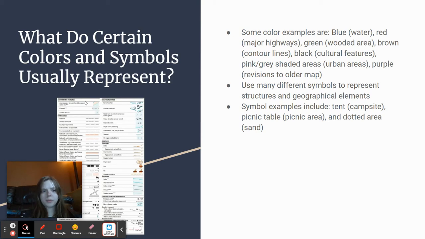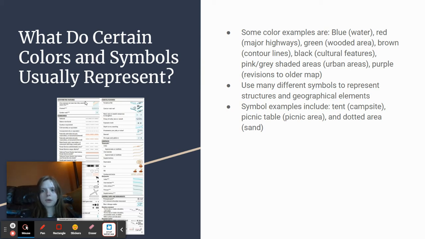What do certain symbols or colors usually represent? So we use many different colors, and sometimes they aren't all the same. But some examples of basic colors we use are blue for water, red for major highways, green indicates wooded areas, brown are the contour lines.